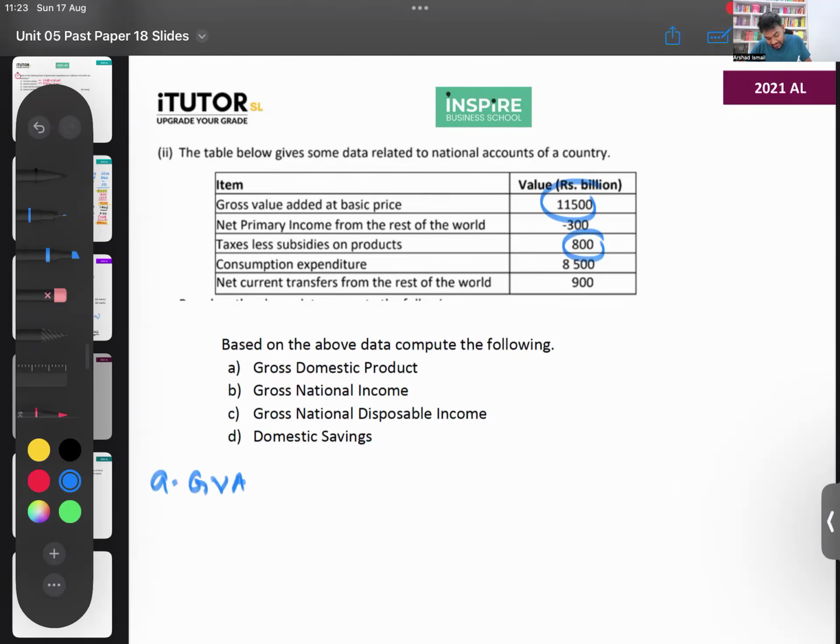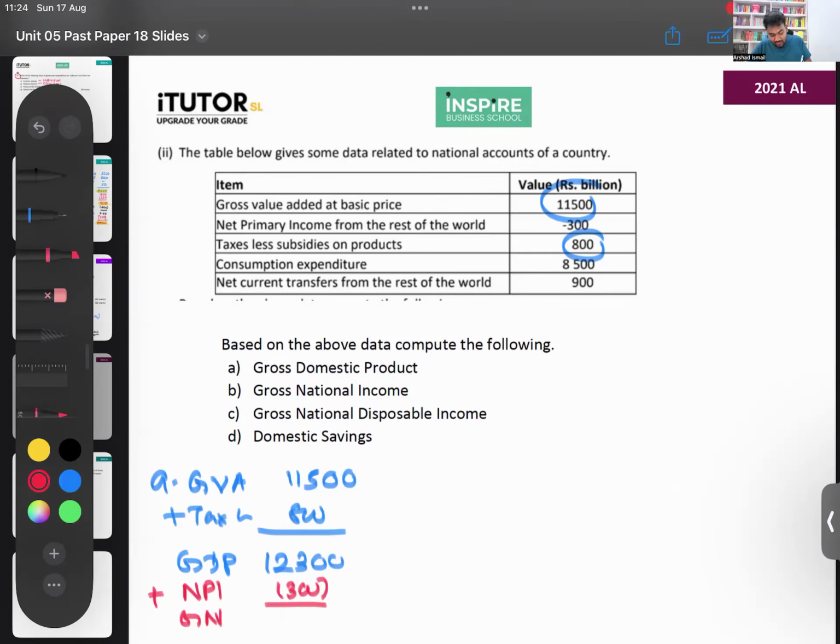So GVA is 11,500 plus taxes less subsidies, that is 800. How much do you get as GDP? 12,300. Then they're asking for GNI. So for this, what do you have to add to get GNI? You have net primary income. How much is net primary income? That is minus 300. Then how much do you get here? 12,000.